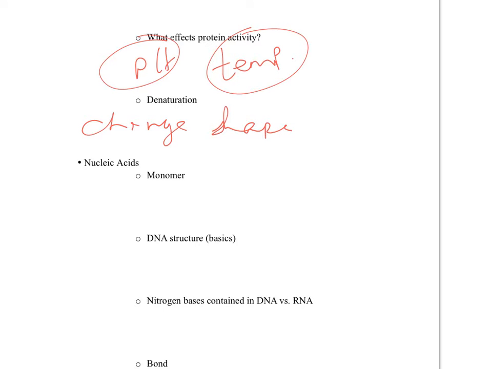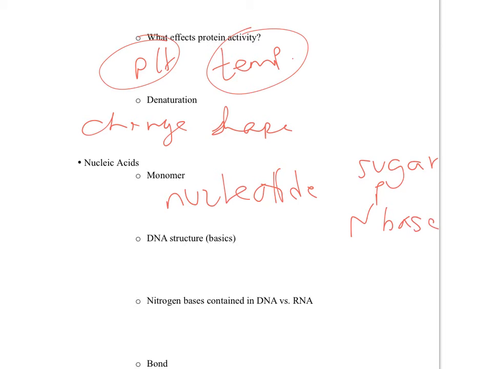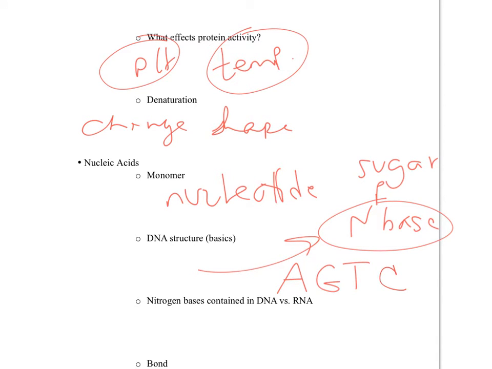All right, for nucleic acids, the monomer is a nucleotide. Nucleotides have 3 parts. You have your sugar, your phosphate group, and your nitrogen base. And that's the basic DNA structure. The nitrogen bases that are in DNA are going to be adenine, guanine, thymine, and cytosine. And for RNA, it's going to be adenine, guanine, uracil, and cytosine. So we'll get into this more second semester. The bond for a nucleic acid is called phosphodiester bond.